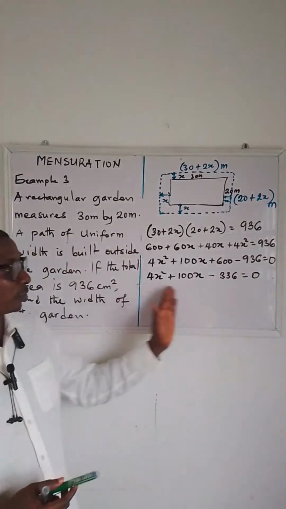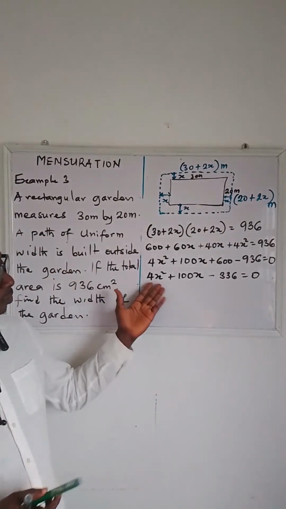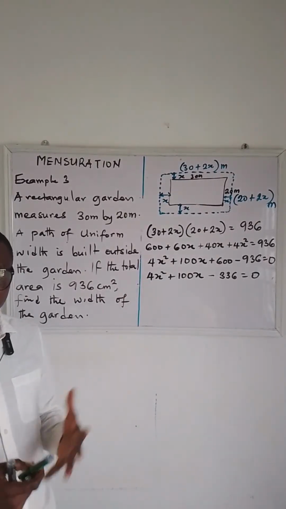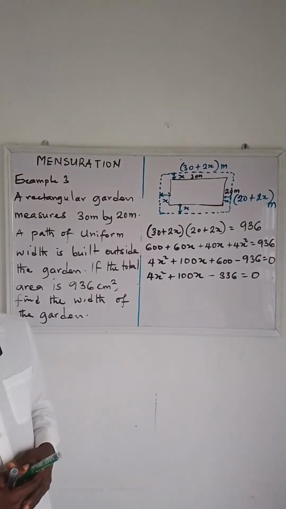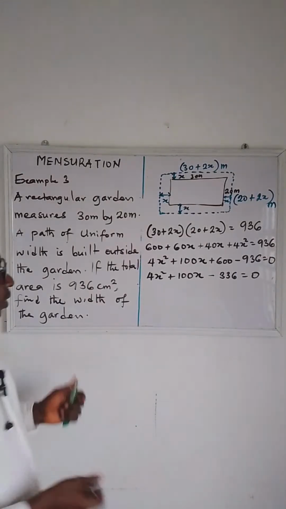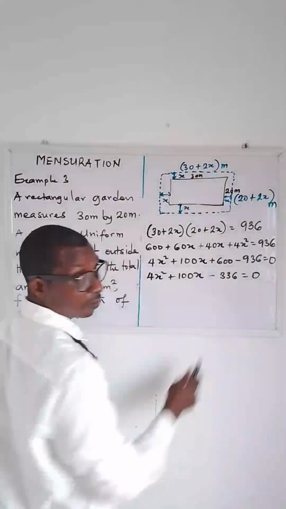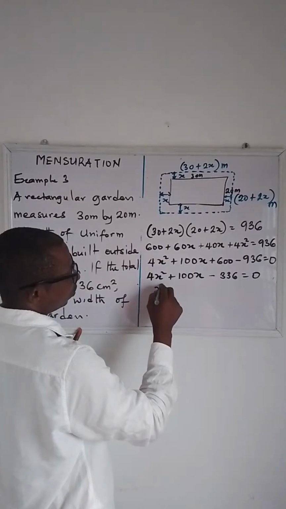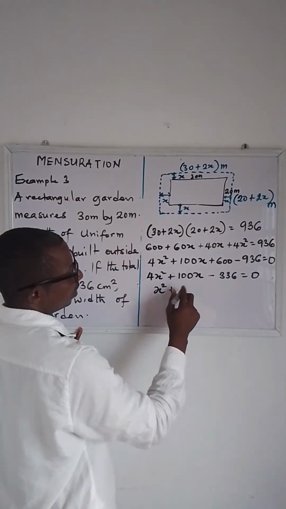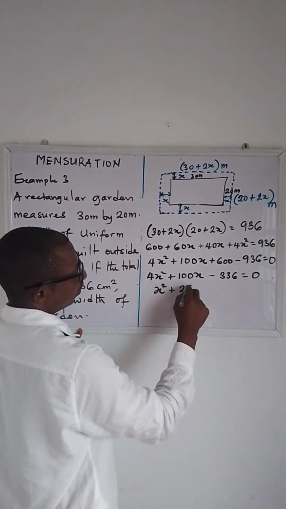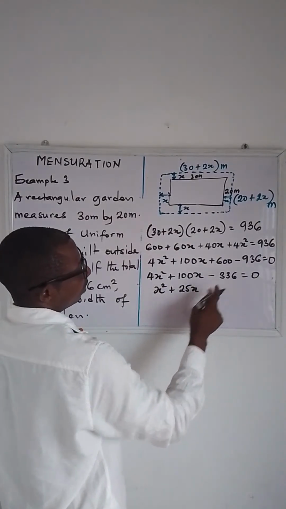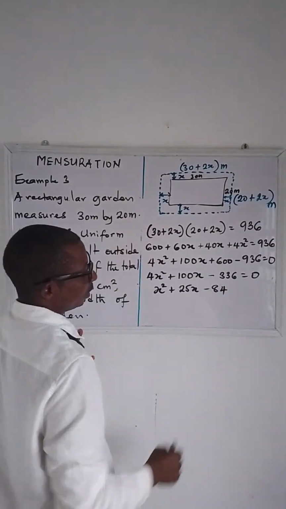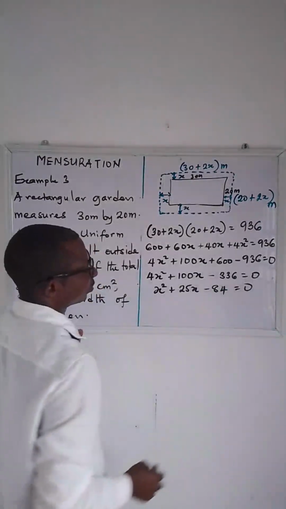Now this is a quadratic equation. Before I begin to solve, I can see I have big numbers, so I have to look at whether I can simplify it, reduce before I solve. I think I can divide through by 4. When you divide 4x squared by 4, you have x squared, plus 100x divided by 4 is 25x, and 336 divided by 4 is 84. So x squared plus 25x minus 84 equals 0.